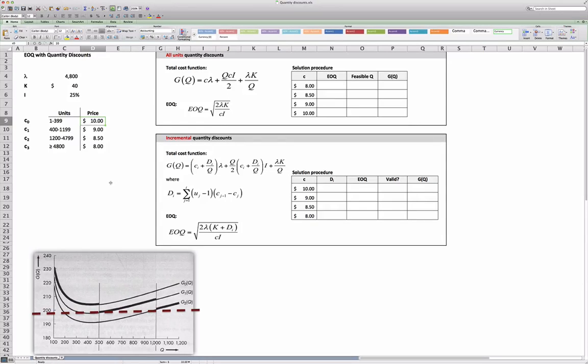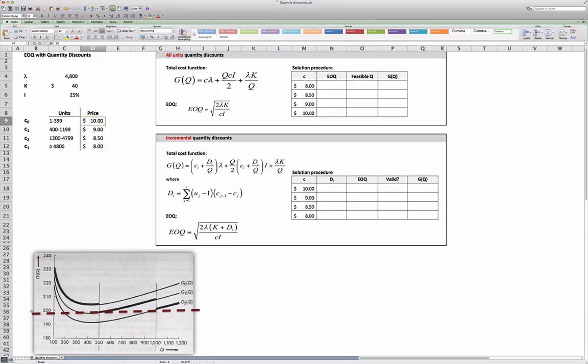If we were to plot out these total cost curves for these prices, we would find that we do not have a single total cost curve that we can simply optimize the way we do in the basic EOQ. As it turns out, we now have a series of different cost curves for each of those different price levels. So we end up with a discontinuous total cost function, and we'll have to be a little more careful as we try to find the truly cost minimizing point on this discontinuous total cost function.